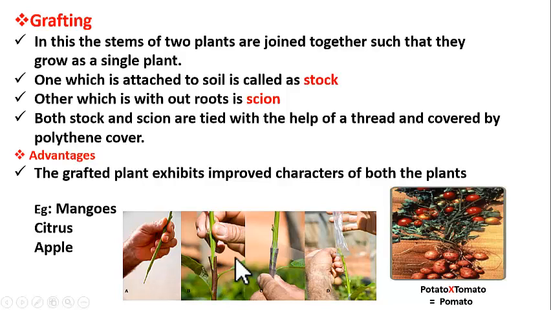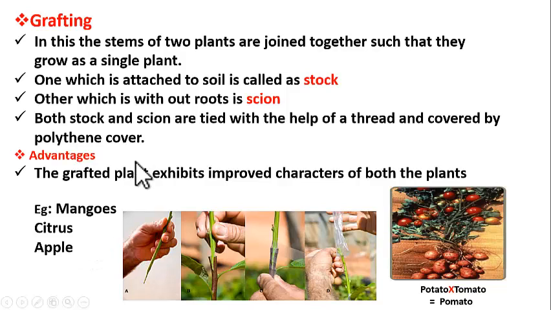Here, the stem of the plant which is in contact with the soil is called as stock, and the stem which is tied to the stock is called as scion. So, in our example, plant B is stock and plant A is scion. So, the plant which is attached to soil is called stock and the plant without roots and which is attached to stock is scion. Remember these two terms for the exam purpose. Now, this method is the common method used to propagate mango, citrus, apple, etc.